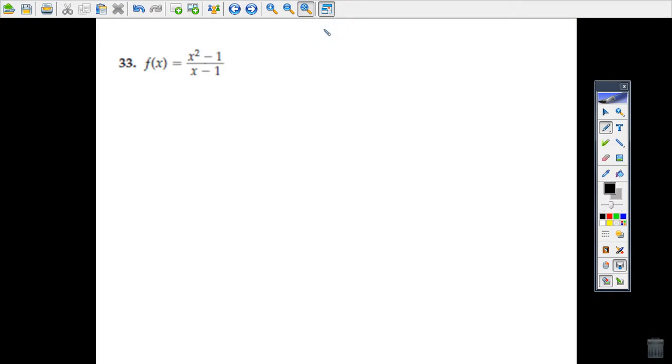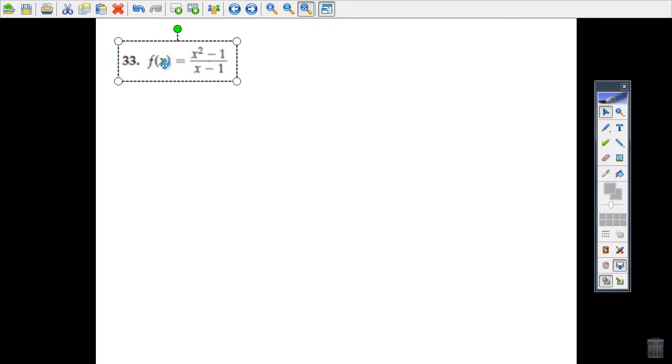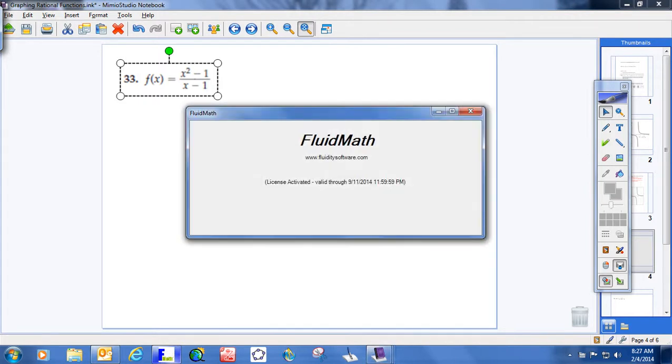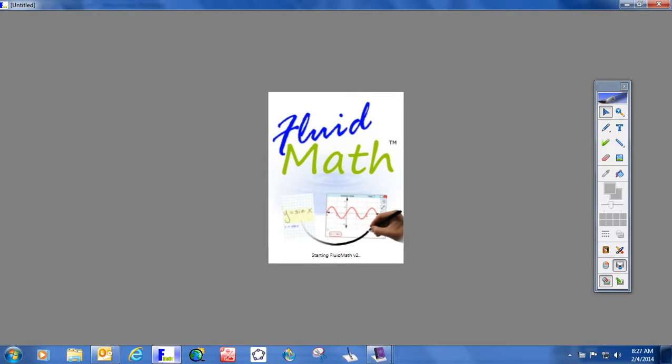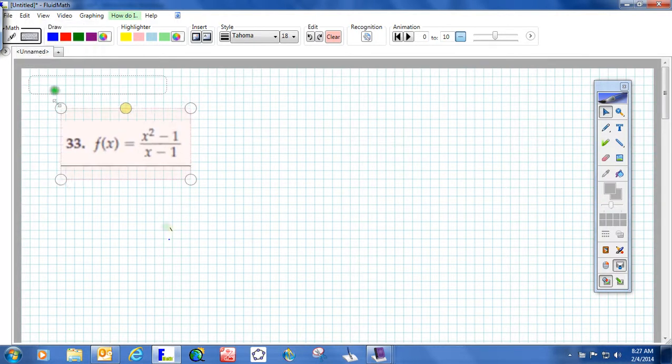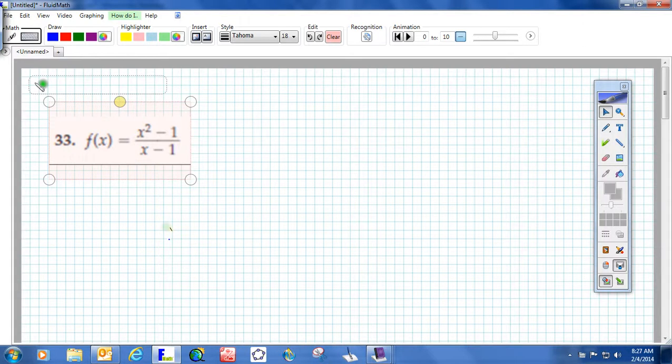Okay, 33. This was on your assignment last night, and here are the things. You're supposed to graph this. See if I can get creative. See if we can do this. And then this. Well, maybe you could read that, maybe you can't. But this says y equals x squared minus 1 all divided by x minus 1.